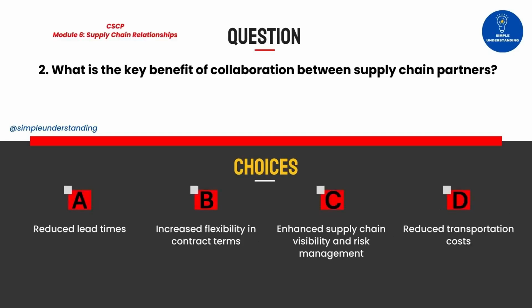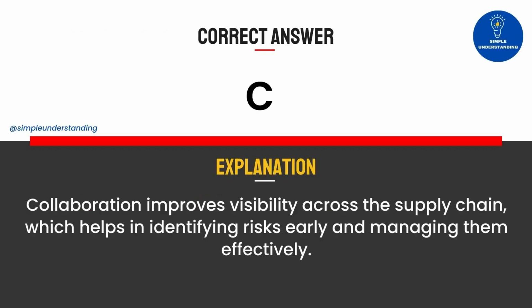2. What is the key benefit of collaboration between supply chain partners? A. Reduced lead times. B. Increased flexibility in contract terms. C. Enhanced supply chain visibility and risk management. D. Reduced transportation costs. Correct answer, C. Explanation. Collaboration improves visibility across the supply chain, which helps in identifying risks early and managing them effectively.